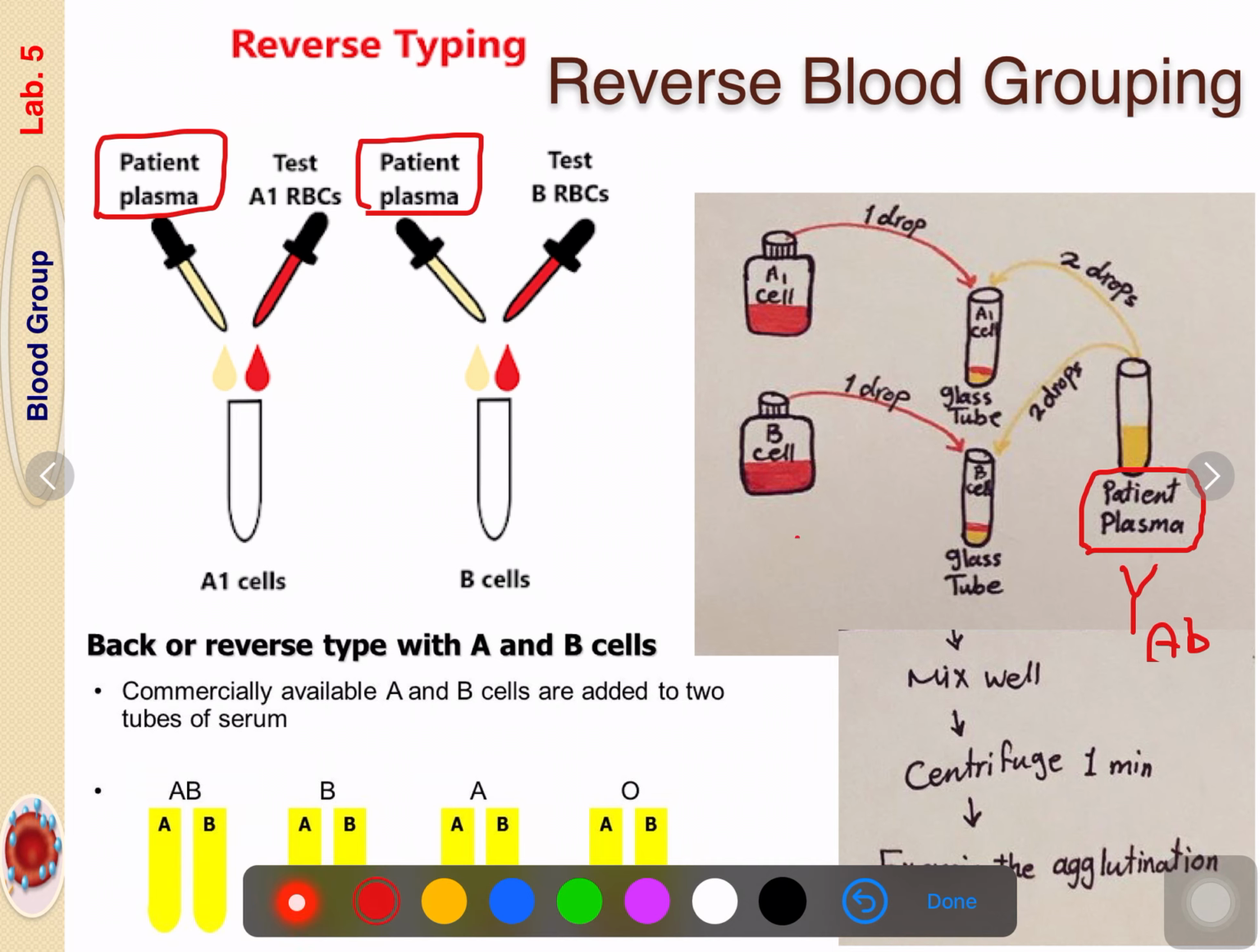Here means we have a red blood cell and we have antigen B on the surface of the red blood cell. And here we have a red blood cell and we have antigen A on the surface of the red blood cell. In this plasma, in this part that you are going to add to the A1, you look for anti-A.